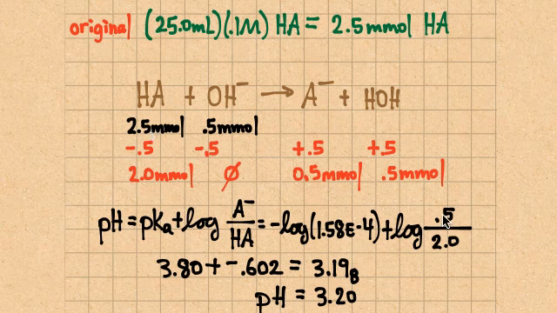So my ratio of newly created conjugate base to my old leftover HA acid is 0.5 to 2. In other words, 1 to 4. Is that right? I think that's right. Anyways, do the math. And the pH comes out to 3.2.